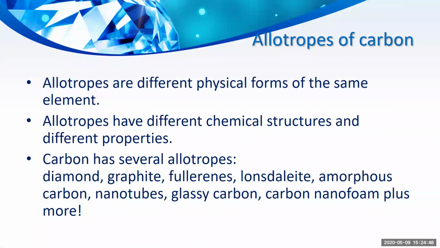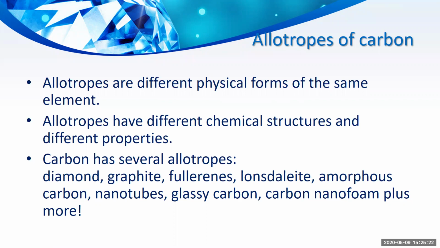We're going to go and look at the allotropes of carbon. Now, allotropes is a word you may not have heard before. Allotropes just means different physical forms of the same element. So the same element has two different forms. So oxygen exists as O2, which is oxygen, but also O3, which is ozone. There are different forms of sulfur as well. So we're going to look at the allotropes of carbon. Allotropes have different chemical structures and different physical properties.